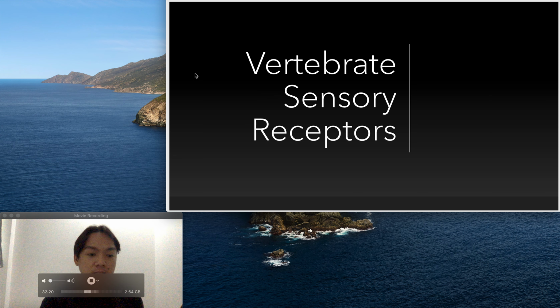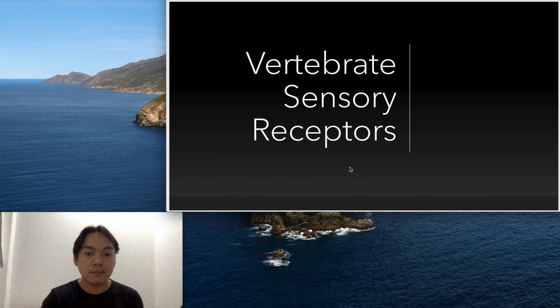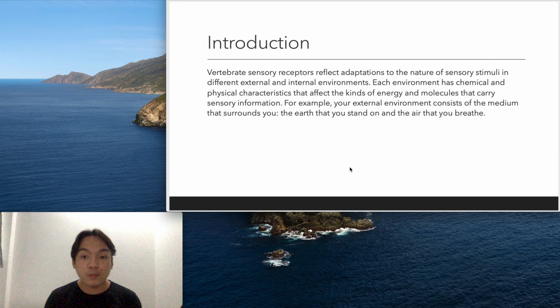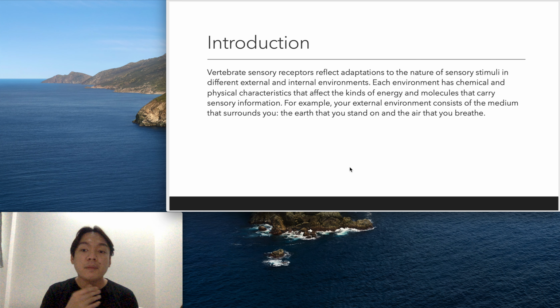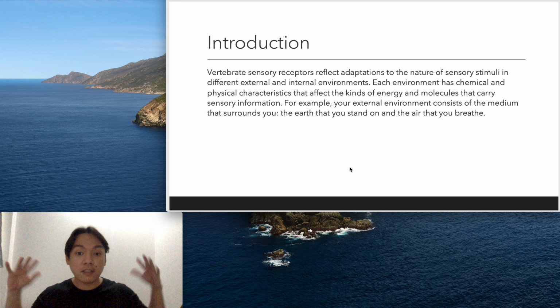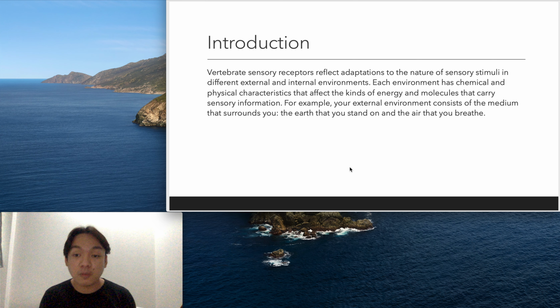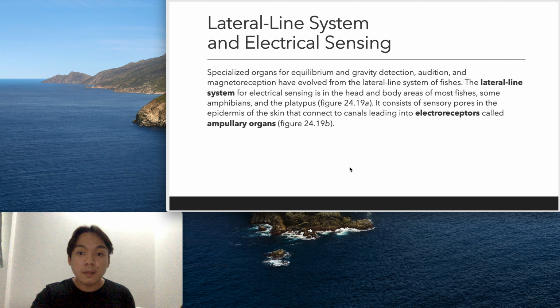How about vertebrate sensory receptors? We have different actions in response to stimuli, in both internal and external environments. We have chemical and physical characteristics that affect the kind of energy and molecules that carry sensory information. For example, the external environment consists of a medium that surrounds you, the earth that you stand on and the air that you breathe. That's how it is being affected by the nervous system, or the sensory organs.